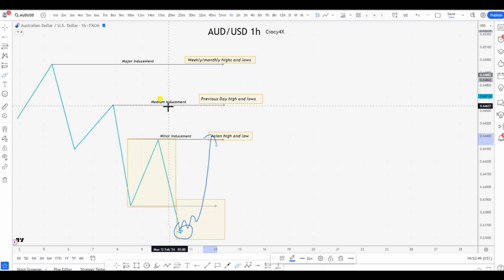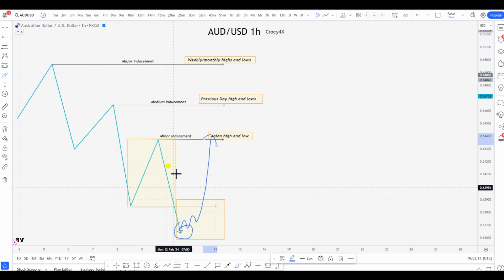Now, when it comes to the medium inducement, it is pretty much people that come, let's say, late in the London session or late in the New York session. And what happens is that if Asian high and low is the first objective for the day, the medium inducement, which is the previous day high and previous day low, becomes the next objective target for a day trader. Okay, so you got the Asian high, Asian low as the first target, then you got the previous day high and previous day low.